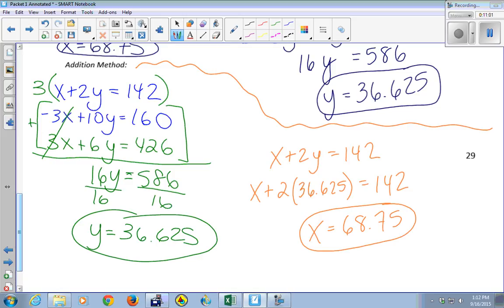Does that look familiar? People have seen that before? Okay, that's called the elimination or the addition method.